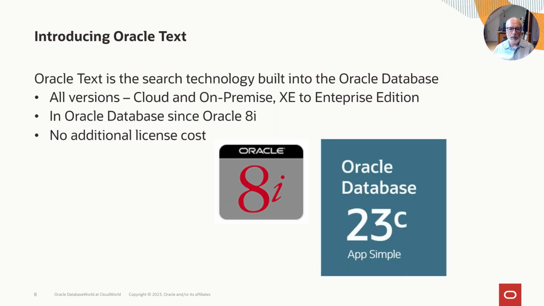Okay. So Oracle Text. A lot of people don't even realize that they have Oracle Text. Oracle Text is the search technology built into the Oracle database. It's been there right back to Oracle 8i, although of course we've developed it considerably since then. So if you have the Oracle database, you have Oracle Text. It's possible to install a database instance without text, but you have to go through a few steps. You have to use DBCA or a similar utility to manually install the database without Oracle Text.